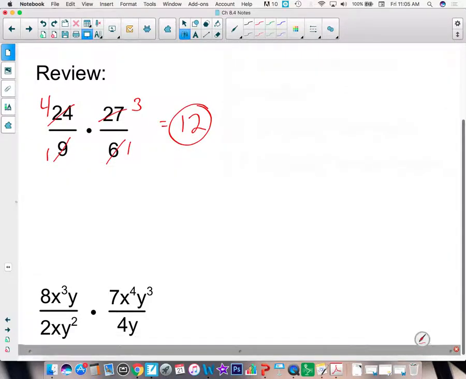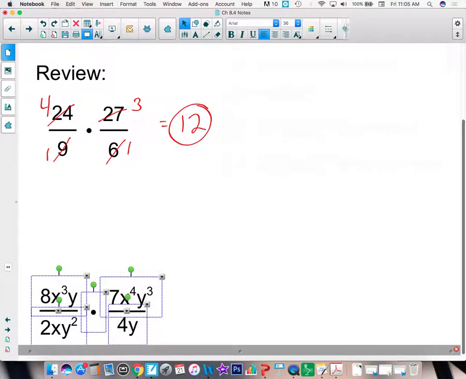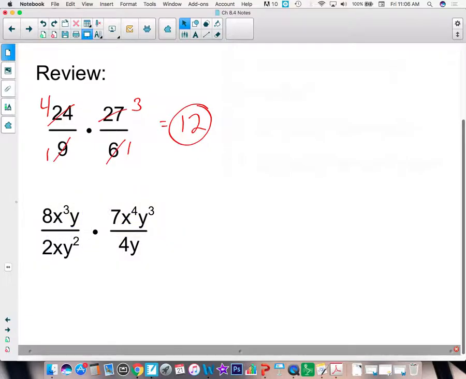Now we're going to do something like that. And we've actually done these before. We did these in chapter 3, I think it was chapter 3 when we did polynomials. Okay, write it down. Don't start it yet. We'll talk through it.